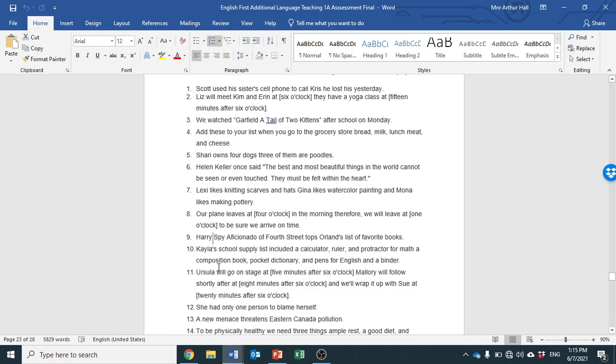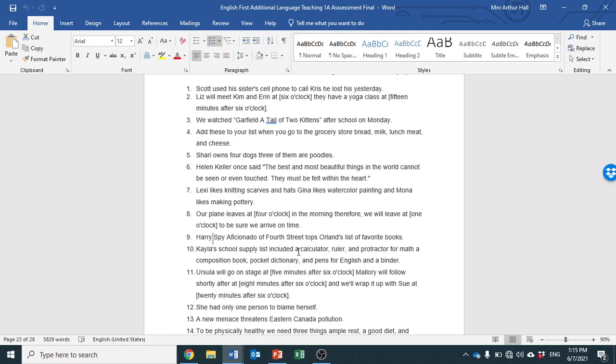Then number 10 is a particularly interesting one. Kayla's school supply list included a calculator, a ruler, and a protractor for maths, a composition book, a pocket dictionary, and pens for English, and a binder. Okay, so this is a list, obviously. So we add a colon there after included and before calculator. So it's a calculator, a ruler, and a protractor for math. Semicolon, a composition book, a pocket dictionary, and pens for English, semicolon, and a binder.